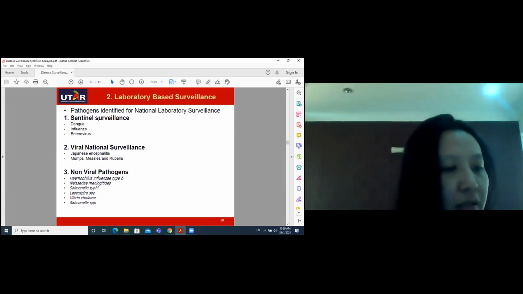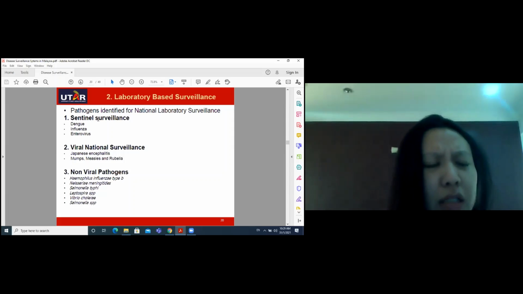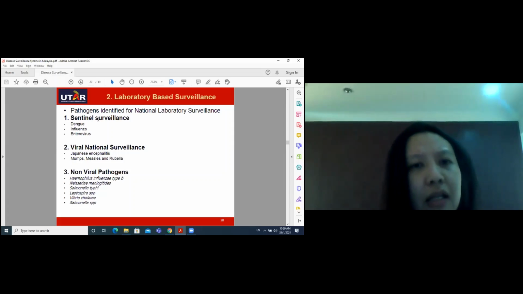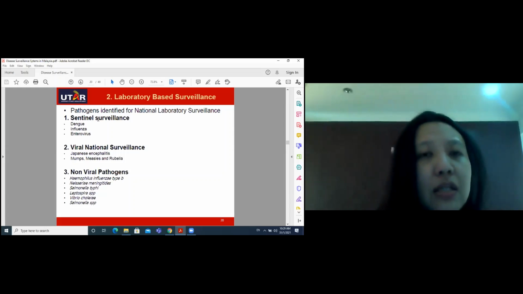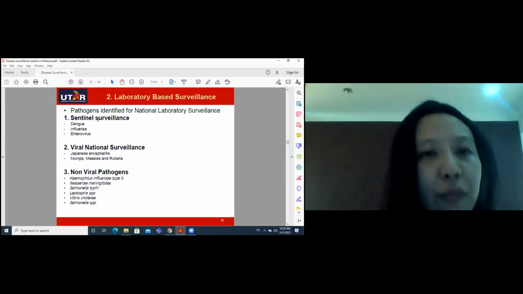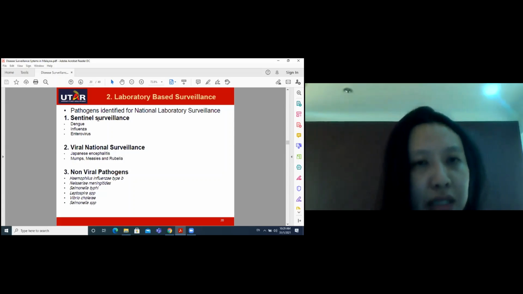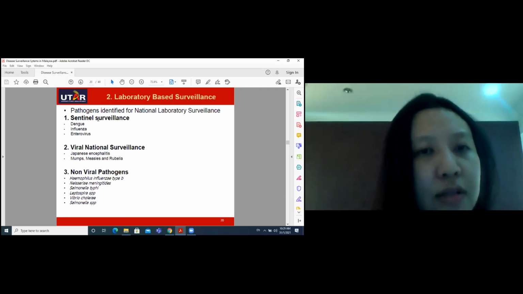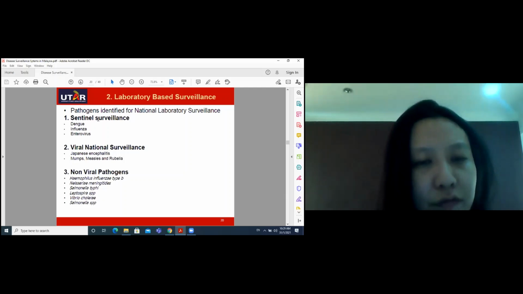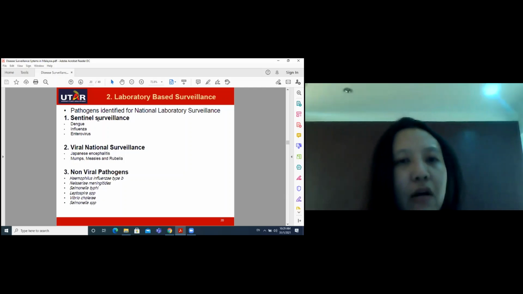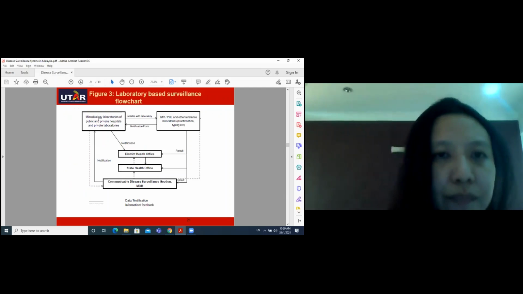Sentinel surveillance is actually a continuous surveillance. For example, dengue or enterovirus, the hand, foot, mouth disease, is a yearly outbreak, or what we call an epidemic here in Malaysia. So that's why dengue, influenza, and enterovirus fall under this sentinel surveillance. We also have viral national surveillance, which covers Japanese encephalitis and MMR. And of course the non-viral pathogens here.